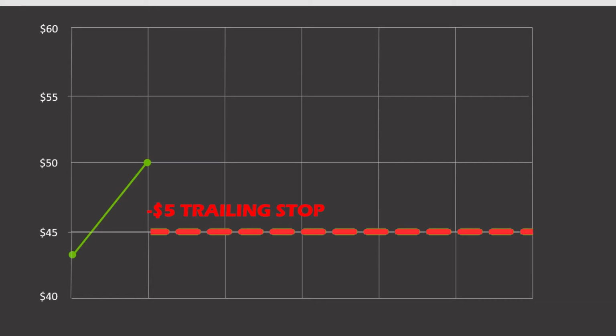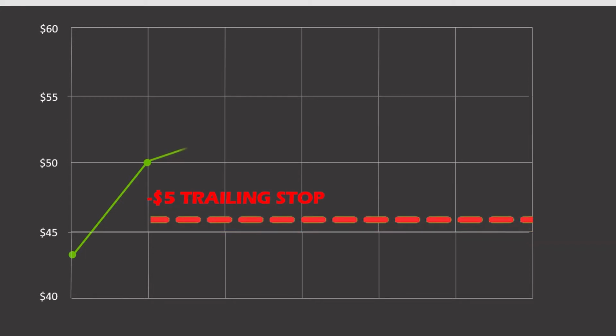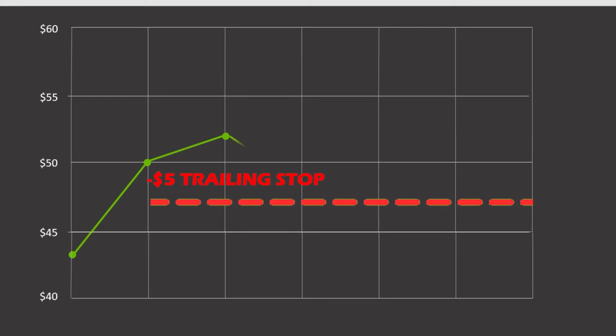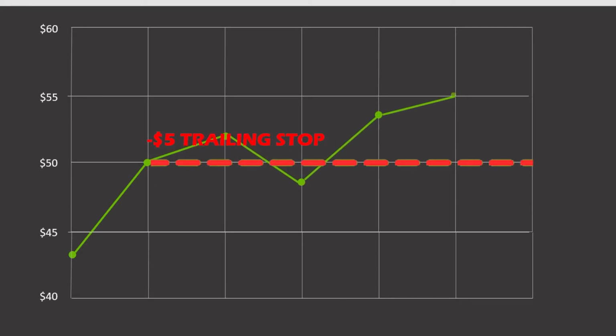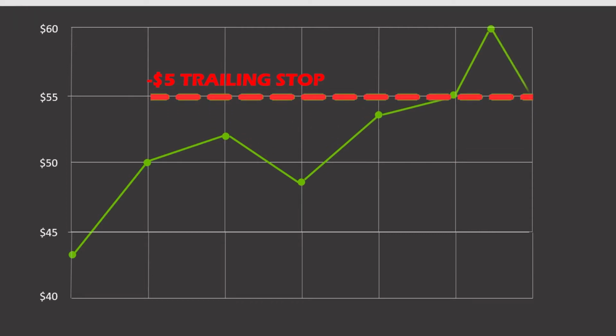When you originally put in the order, your stop activation price will be $45. However, as the stock price rises, so too does the stop. Let's say the following day the stock moves to $60 a share. Your stop would also move up to $55 a share, always trailing the stock by $5.